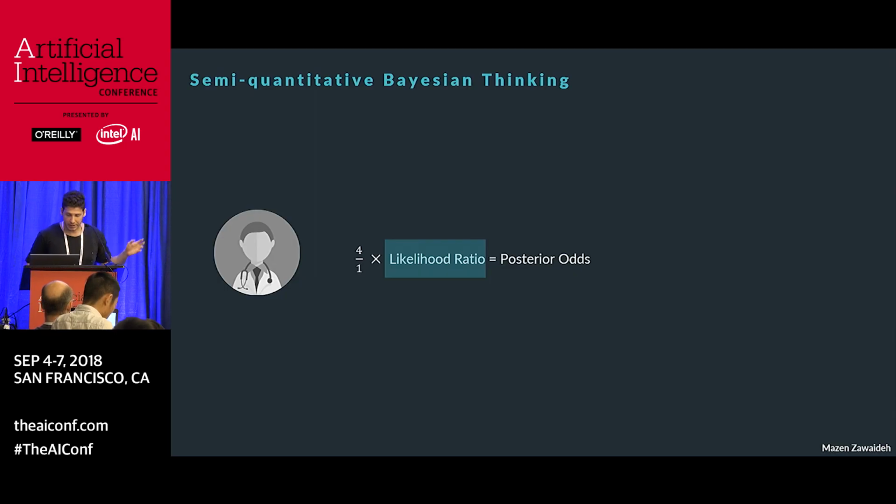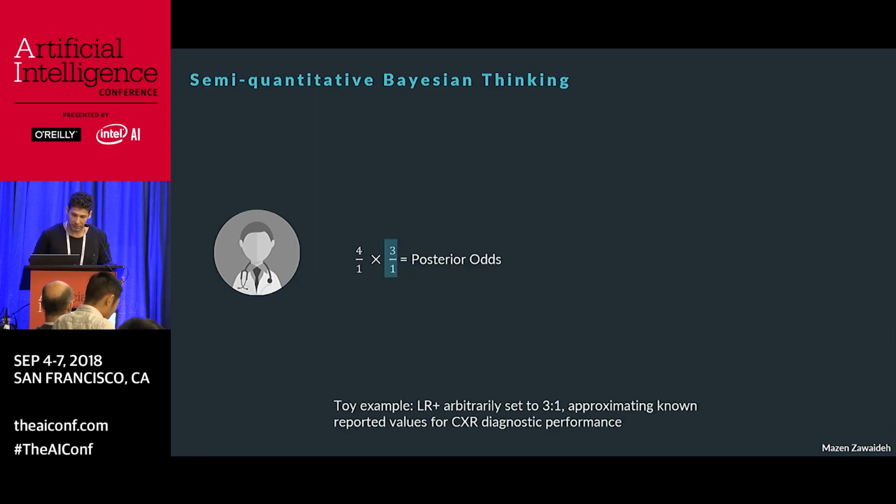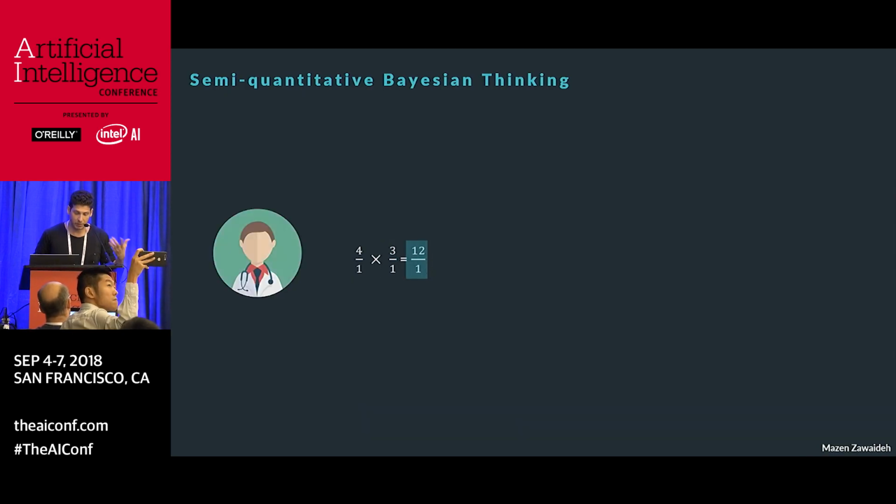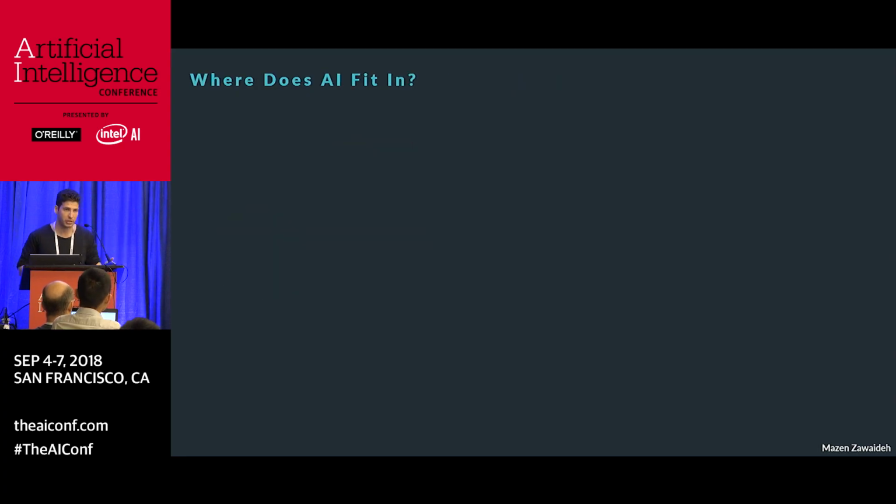The clinician then says, okay, the chest x-ray is positive. I know, as reported in the literature, this is the likelihood ratio for this exam. These are the posterior odds. We're very likely that pneumonia is present. We're going to treat the patient. So where does AI fit in on all of this?